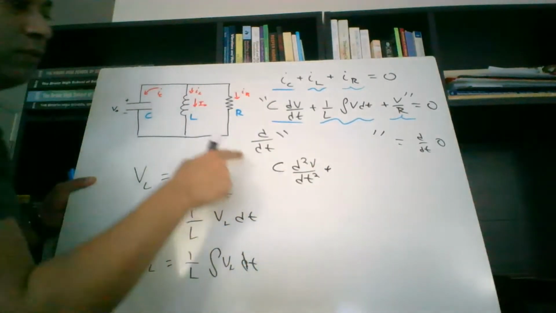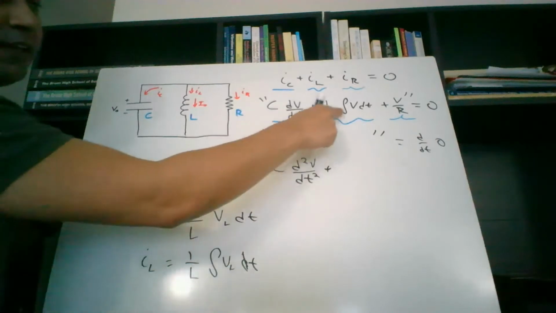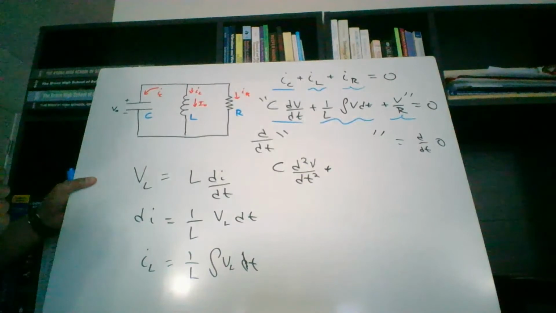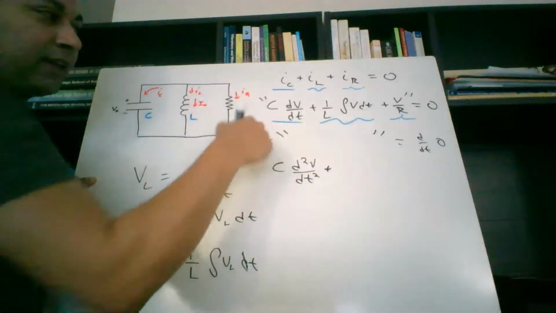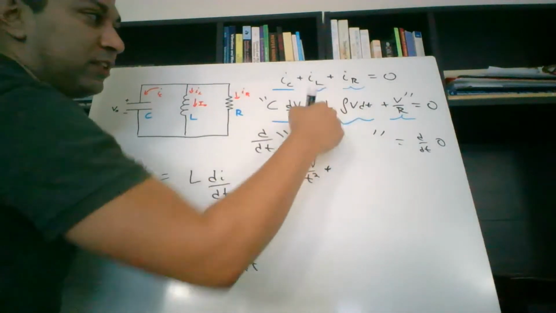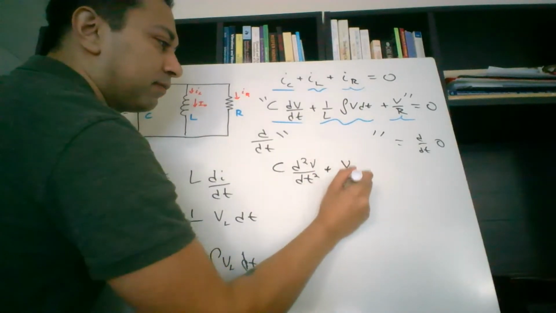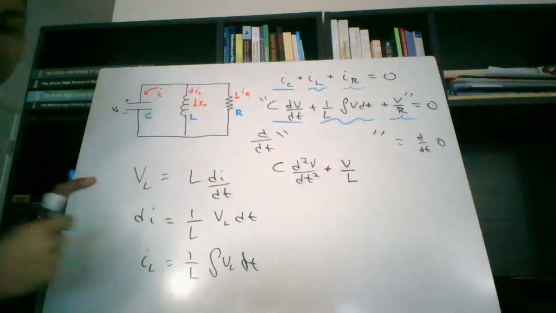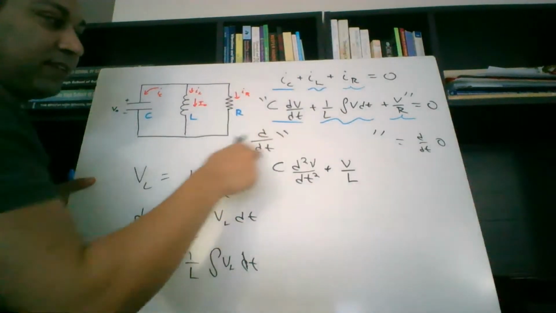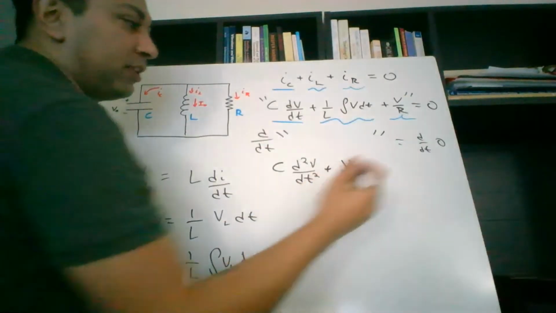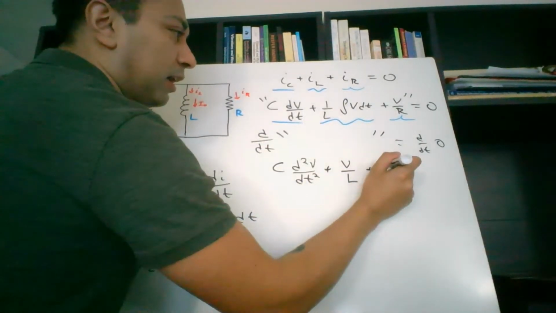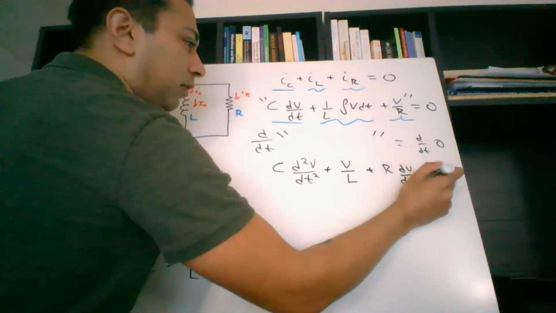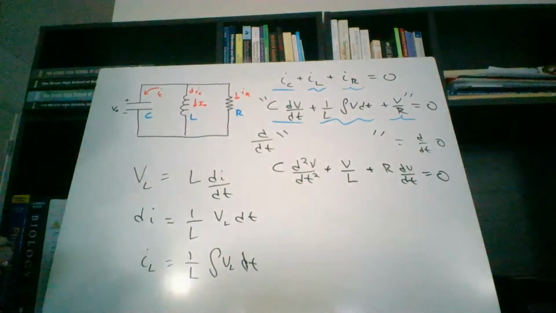Plus, now when you distribute the d/dt into here, the integral sign will go away along with the dt term. So what we end up with when you multiply this by this is just going to be v over L. Okay? And then you multiply d/dt on that side. So when you take this d/dt term and distribute it here, it's going to be plus, we'll take the R out, and we'll have dv/dt. And all of that is equal to 0.